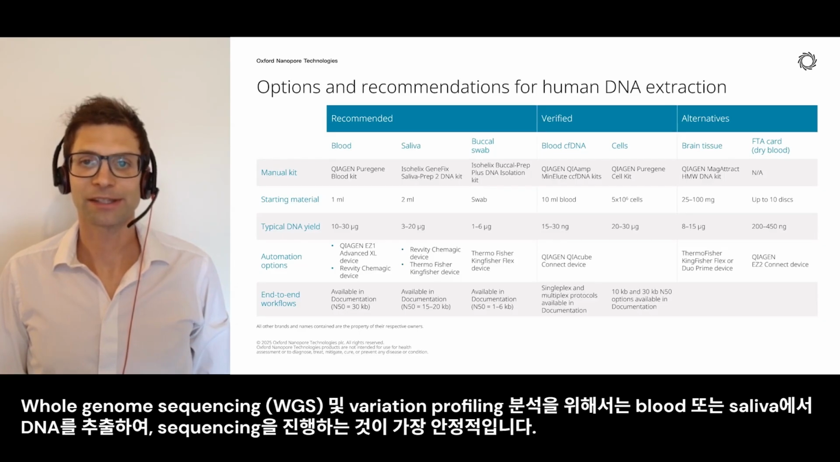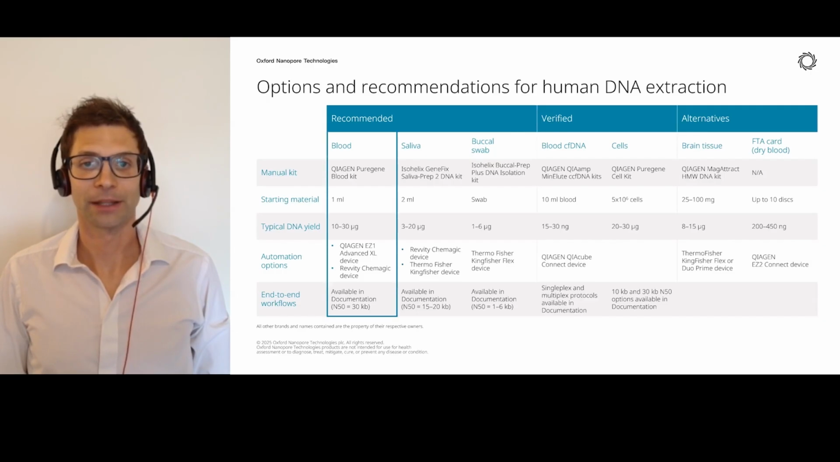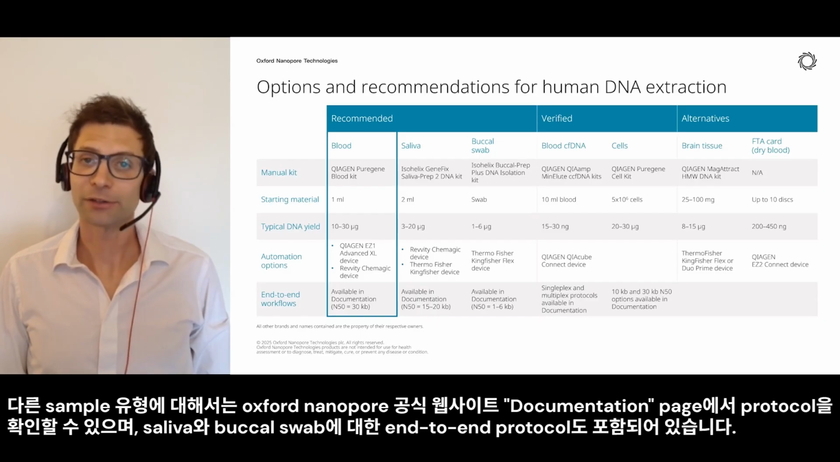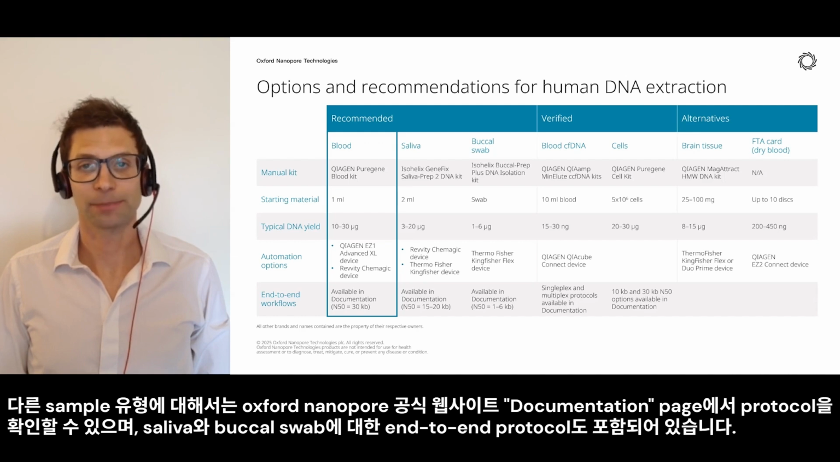For whole genome sequencing and variation profiling, we find that blood and saliva samples perform the most robustly. And so in today's masterclass, we will go through the end-to-end workflow, starting from blood samples. For other sample types, you can find the extraction protocols in the documentation space on our website, including complete end-to-end protocols for saliva and buccal swabs.